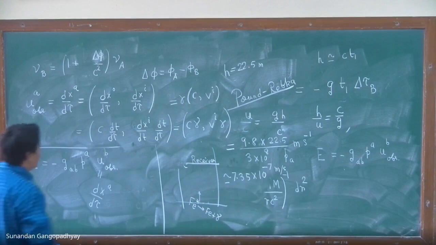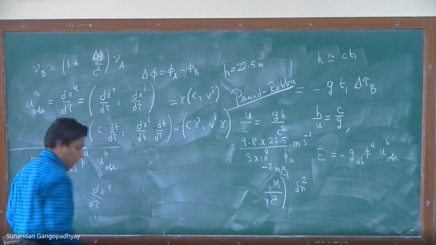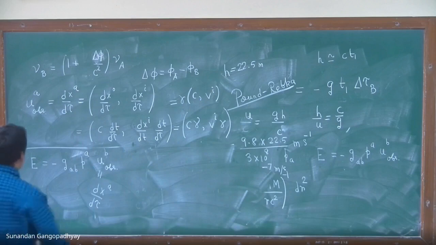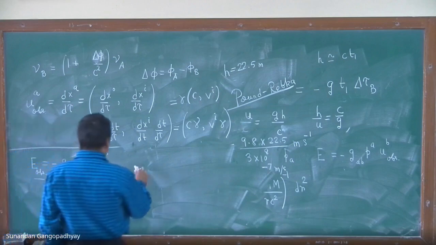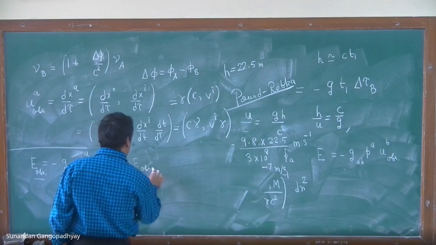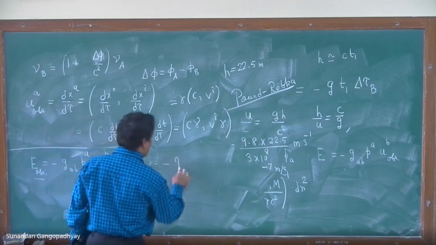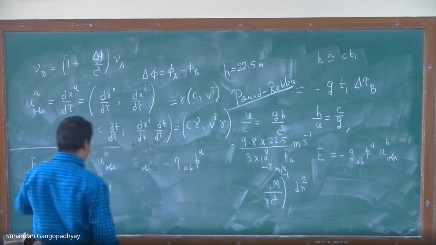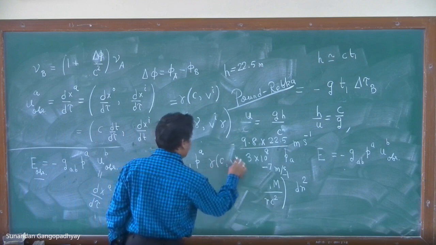Now in flat space-time, this is E observer. Obviously, E observer is the energy of this particle with 4-momentum p_a as measured by an observer. So E observer in flat space-time is equal to, in flat space-time g_ab is eta_ab, so this is minus eta_ab u^b p^a, where u^0 is gamma c.